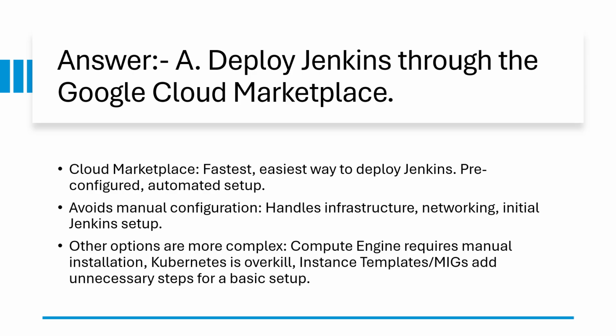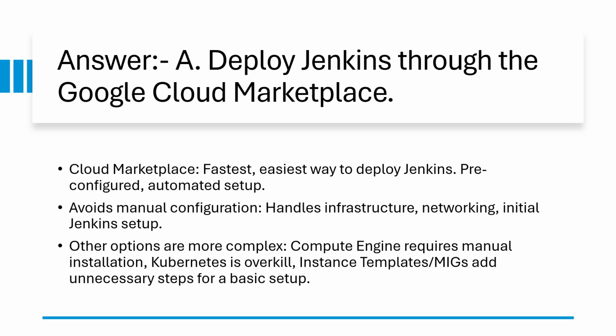So, as per the question, we need a Jenkins installation, and we need it fast. The absolute best way to achieve this is through the Google Cloud Marketplace. Why? Because it's the quickest and easiest path. The marketplace offers pre-configured Jenkins solutions, which means the entire setup process is automated. We don't have to worry about manually configuring the underlying infrastructure, the networking, or even the initial Jenkins setup itself. It's all handled for us.